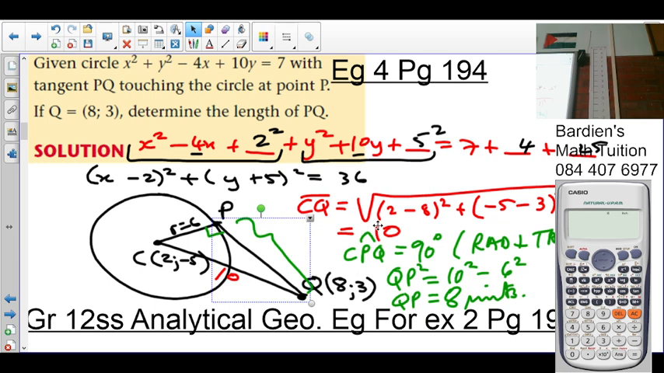You guys understand? Alright, so we'll stop here for today. From exercise 2 you should be able to do number 3, number 4 and number 5. Okay? So example 5, and the next example I'll do in the next lesson. Okay? So I'll stop the video here.